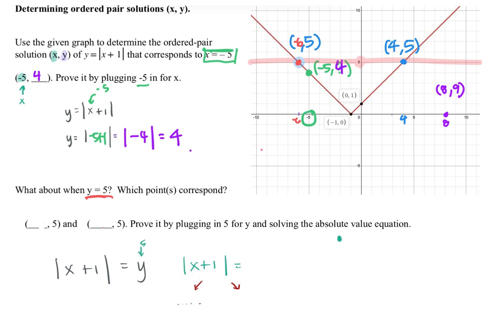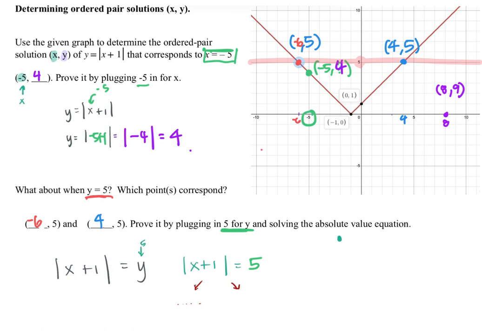Well, how does that play out with the algebra? So we've written that the points are (-6, 5) and (4, 5). Let's show with the algebra how it works. We're going to plug in 5 for y. I just switched the sides because you're used to seeing them solved this way. So what we're saying is the absolute value of x plus 1 equals 5.